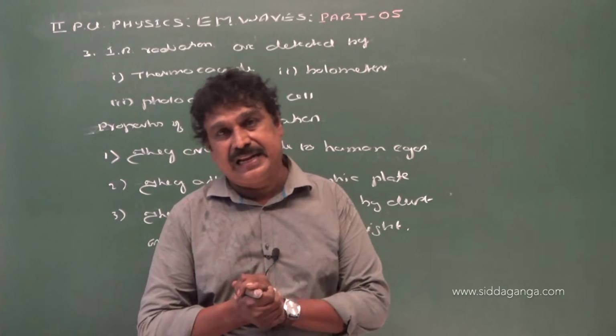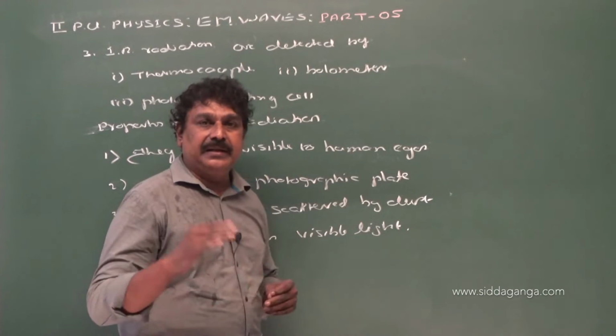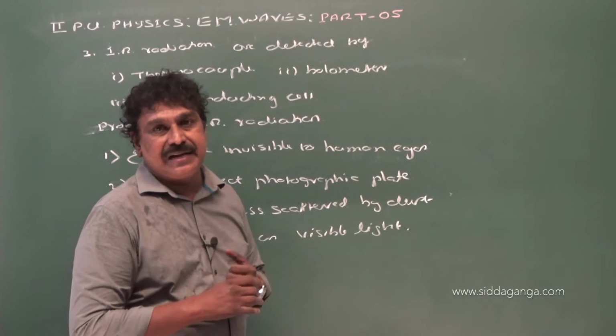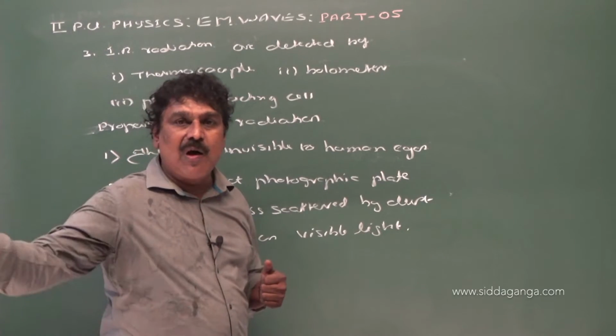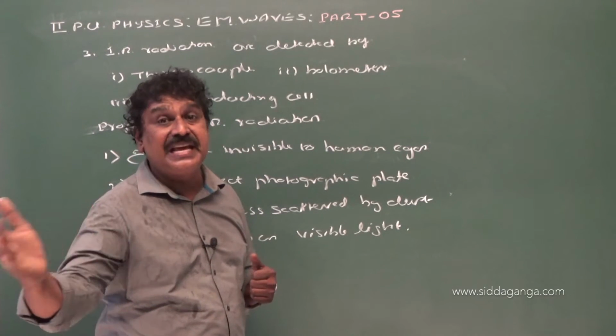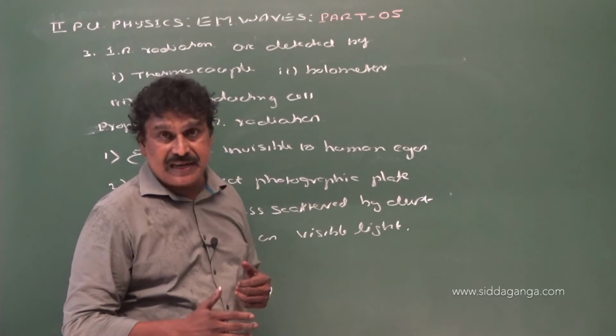So scattering is less. Therefore, we are using red light for traffic signals, because red light can travel longer distance. Its wavelength is nearest to that infrared radiation, right?